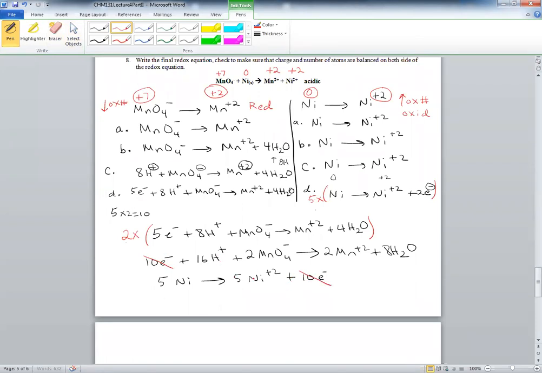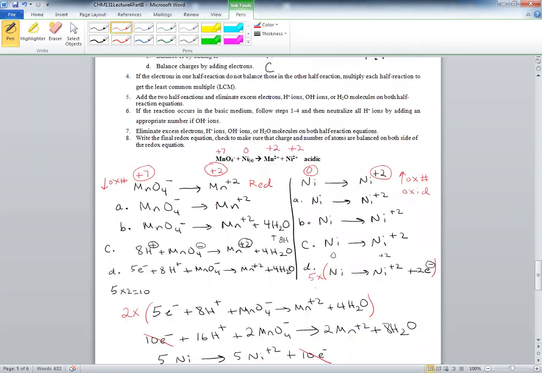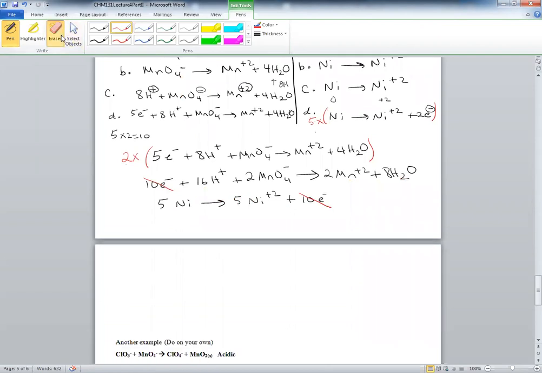If there were hydrogens on opposite sides, you have to also cancel them out. If there were waters on opposite sides, you have to cancel them out. So in this case, we have nothing else. And all we have to do now is combine the two reactions. So I'm going to erase the electrons because I canceled them out. And now all I have to do is combine them. Now, I wrote this in a way that might be deceiving here. So for that reason, I'm going to move this next here. Now, what you're doing is you're adding products to products and reactants to reactants. You cannot add all over, right? So you have 5 nickel equals 5 nickel plus 2.